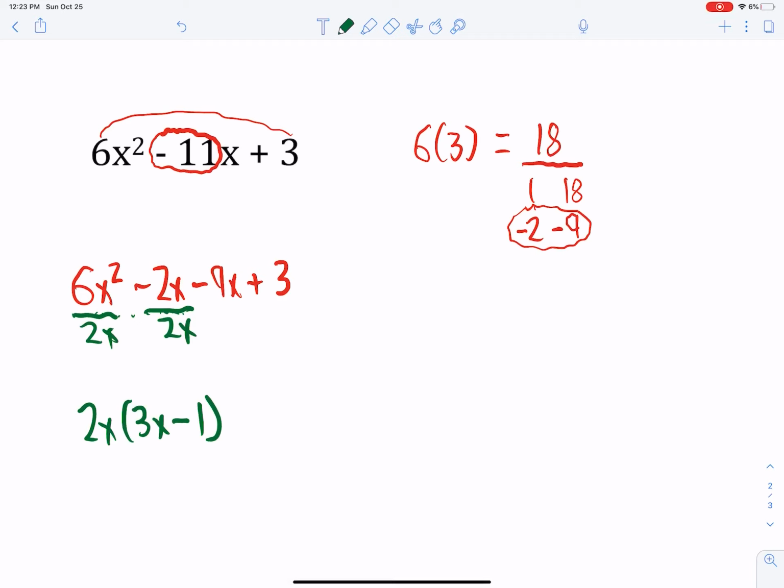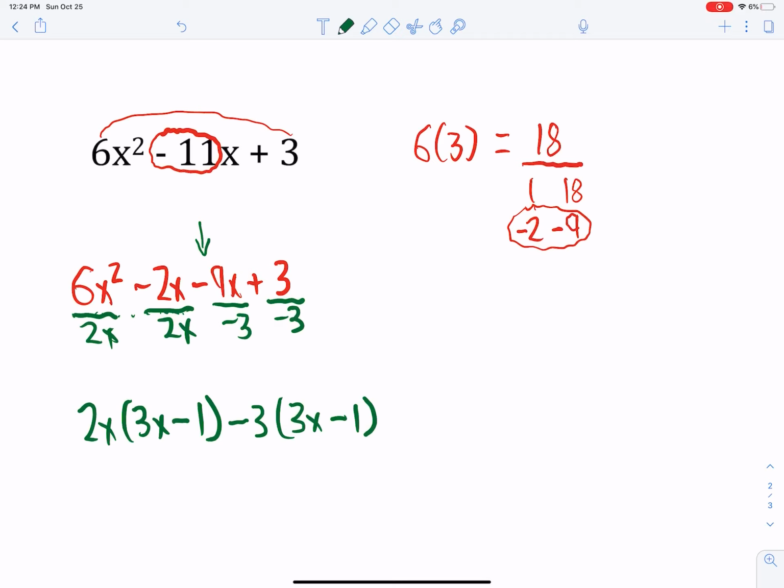Now our next group, they're both divisible by 3, but remember, when your group starts with something negative, you have to factor out something negative. So instead of factoring out a 3, we're going to factor out a negative 3. And we divide them both by negative 3 to see what's left. Negative 9x divided by negative 3 is a positive 3x. 3 divided by negative 3 is minus 1.